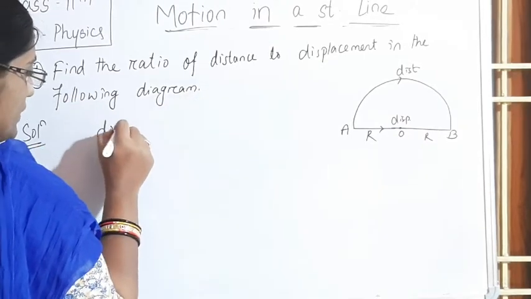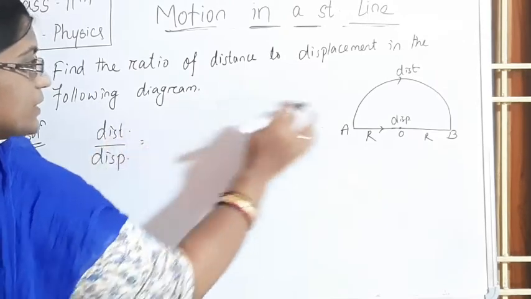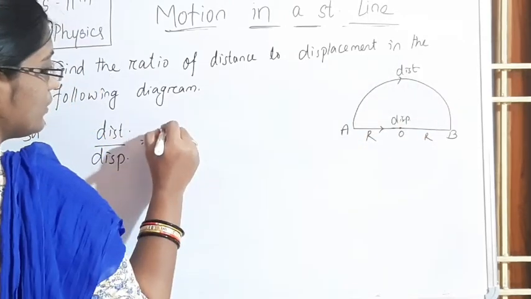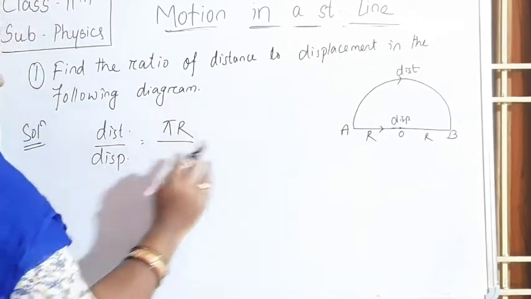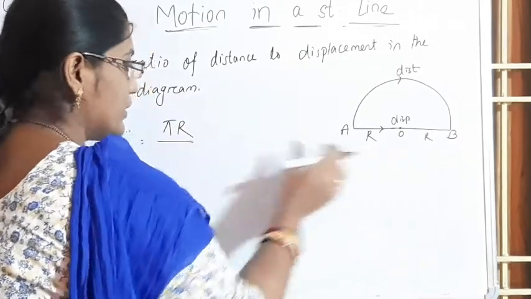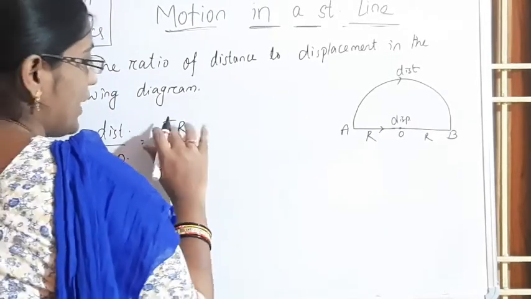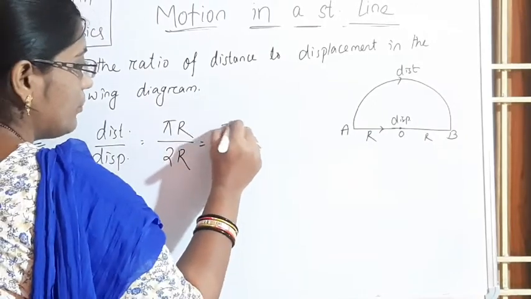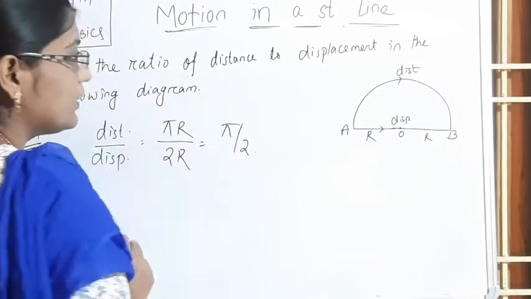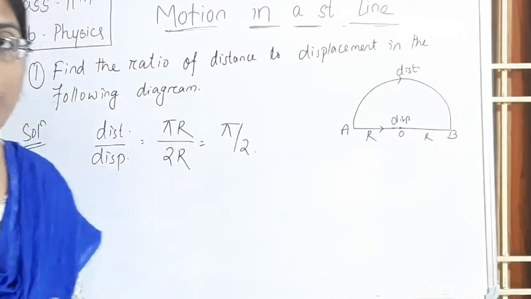So distance by displacement. Distance means semicircle, so pi r. By displacement, this is the diameter, that is r plus r, 2r. Pi r by 2r. By cancelling out the r, we get pi by 2. Clear? Now we will do the next numericals.